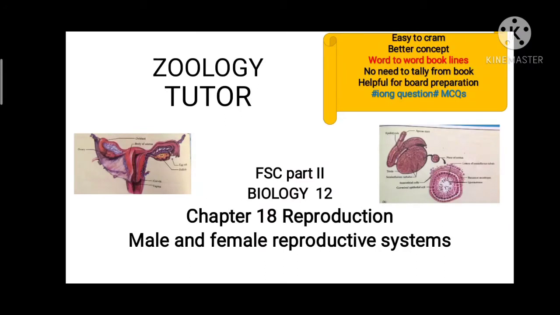Today we are going to discuss chapter number 18 of reproduction from FSc Part 2 Second Year Biology 12 book, and we will be discussing male and female reproductive systems. So these are very basic concepts and these are going to help you throughout your life, so you must learn them.